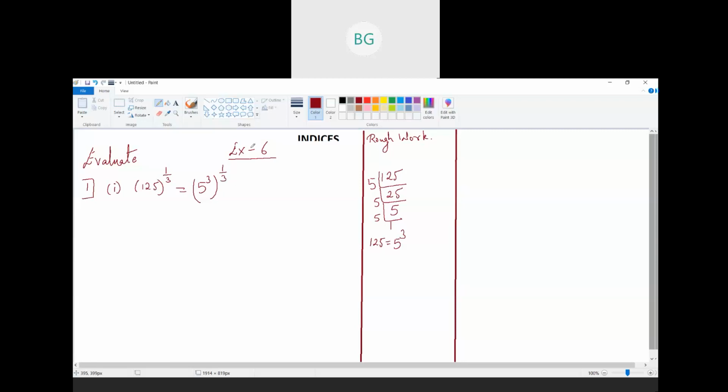Now, as we saw in the law, a raised to m, to the power n, is written as a raised to m into n, right? So we will use this law and we get 5 raised to 3 into 1 by 3, and we have to multiply the powers. So 3 will get cancelled. So we get 5 raised to 1, or the answer will be 5. Getting it?